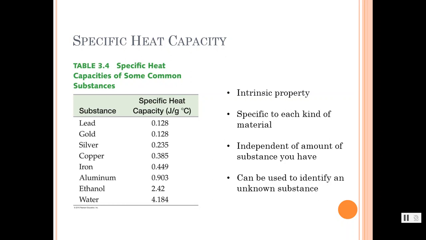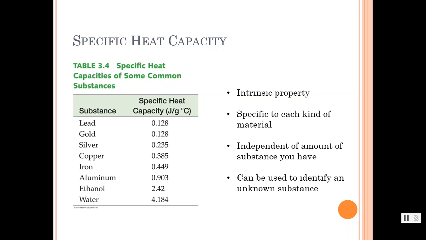Also, like density, specific heat capacity is an intrinsic property, meaning it is specific to the kind of material you are dealing with, and it's independent of how much substance you have. It doesn't matter if I have a gram of iron or a kilogram of iron. My specific heat for iron is 0.449. So therefore, we can use specific heats to help identify what a potential substance is.